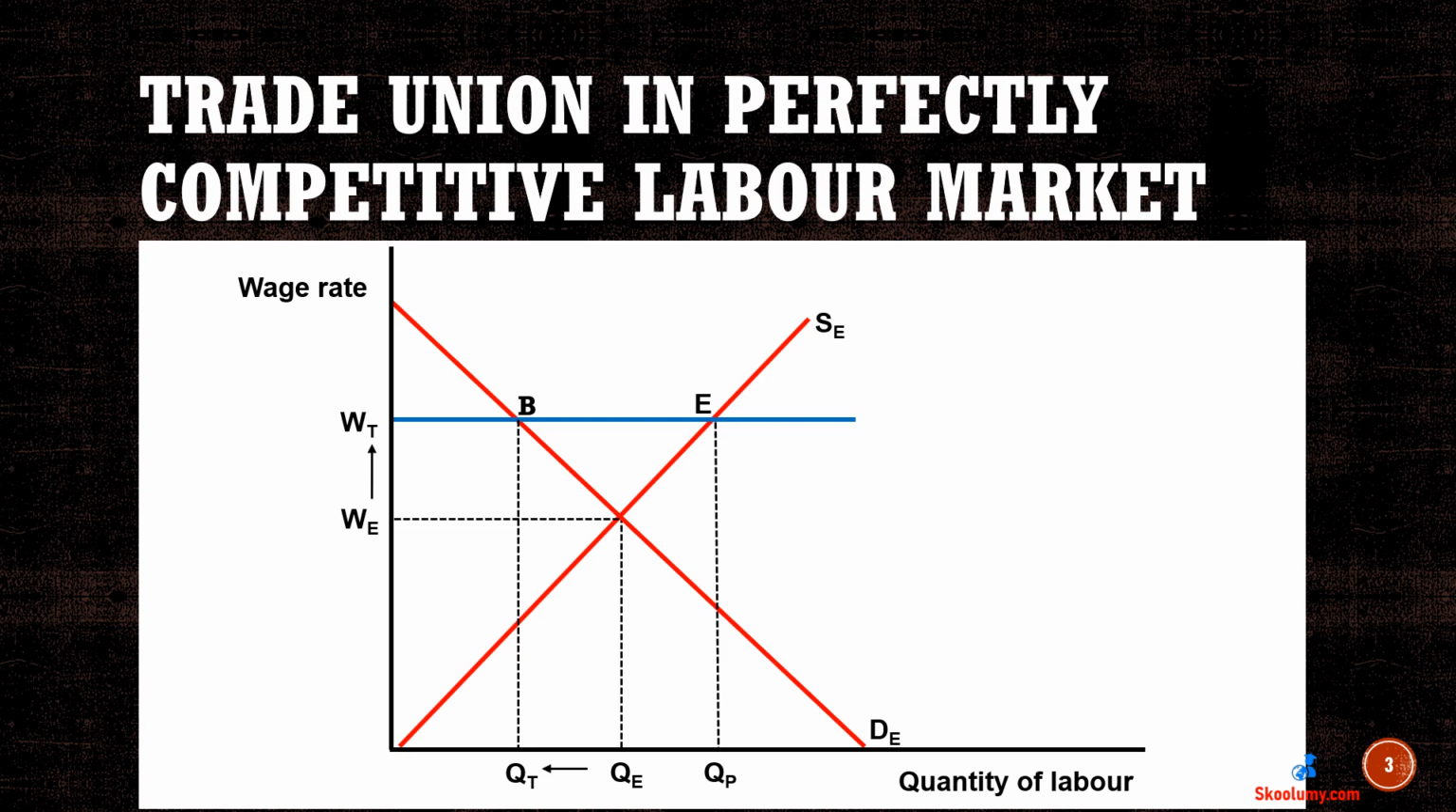This is determined by the intersection of the blue horizontal line and the demand for labor curve. QT is less than the number employed before the trade union negotiation. At the trade union bargained wage rate, the supply of labor exceeds the demand for labor by the distance from B to E.